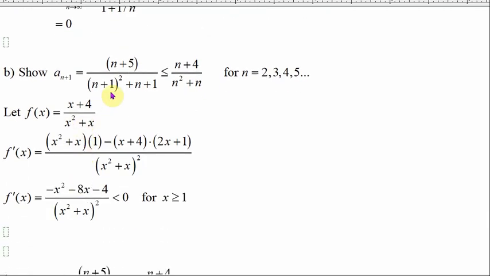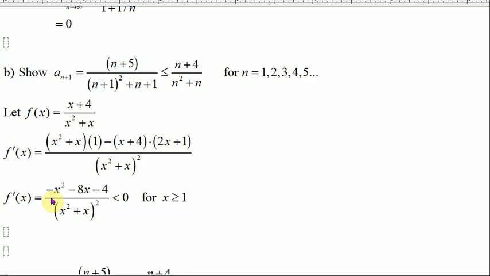The next thing we need to show is that a sub n plus 1 is less than a sub n for all n. One way to show this is by forming the corresponding continuous function. So let f of x be (x plus 4) over (x squared plus x). The derivative will be x squared plus x, times the derivative of x plus 4, which is 1, minus x plus 4, times the derivative of x squared plus x, which is 2x plus 1, divided by the square of the denominator.